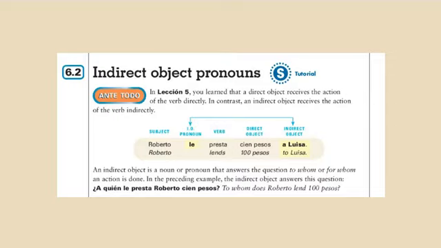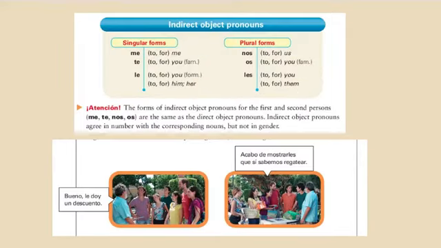Direct objects generally answer the question of what. What is being lent to Luisa? 100 pesos, no? Whereas indirect objects usually answer the question of to whom or for whom an action is being done. To whom are 100 pesos being lent? To Luisa, no, a Luisa. So in that sense, the indirect object answers the question, ¿A quién le presta Roberto 100 pesos? Roberto le presta 100 pesos a Luisa.